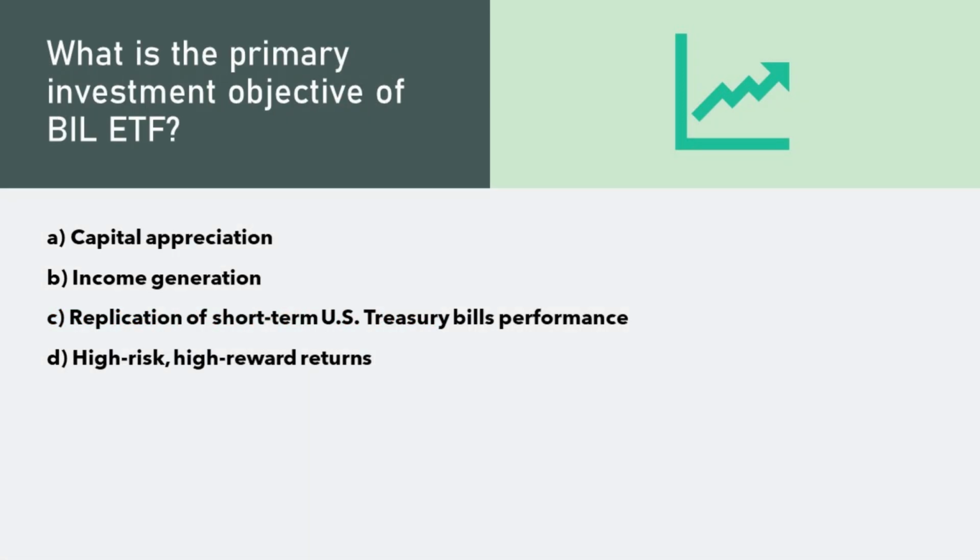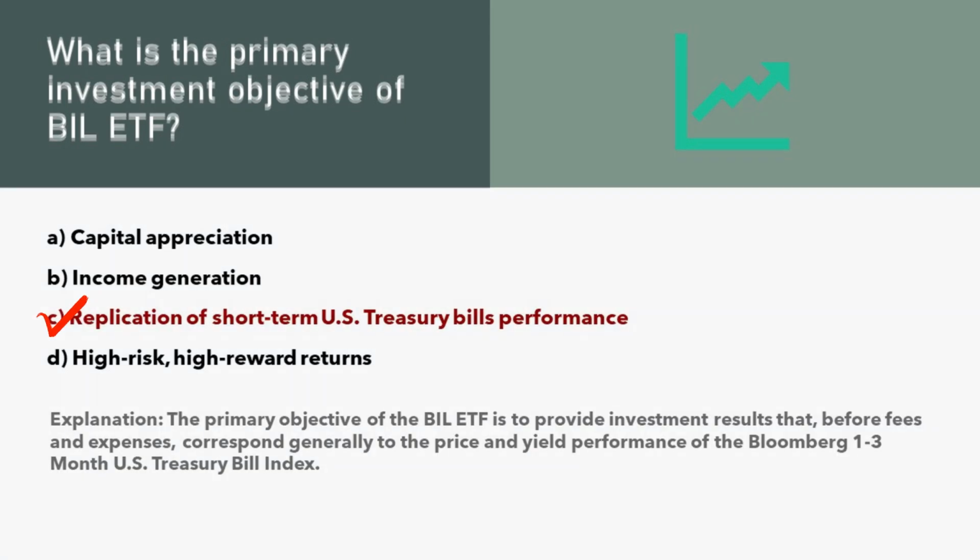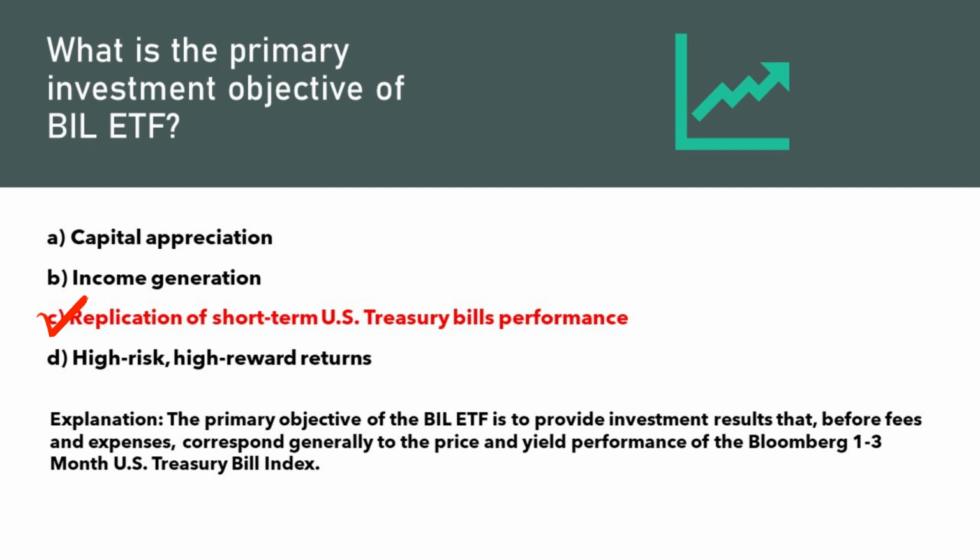What is the primary investment objective of BIL ETF? Answer: C. Replication of short-term U.S. Treasury bills performance. Explanation: the primary objective of the BIL ETF is to provide investment results that, before fees and expenses, correspond generally to the price and yield performance of the Bloomberg 1 to 3 month U.S.